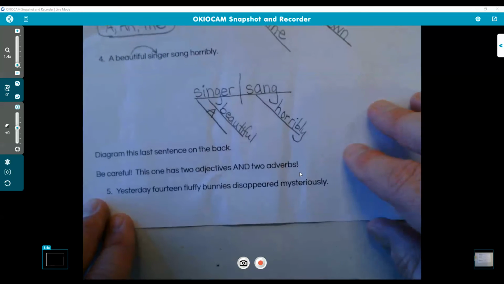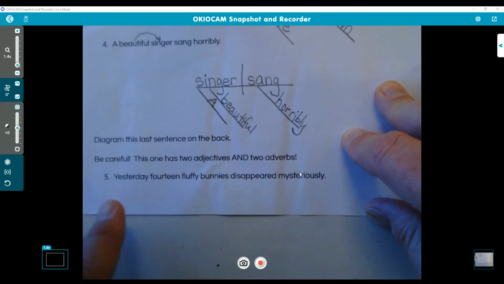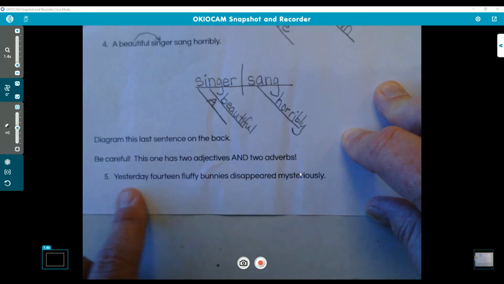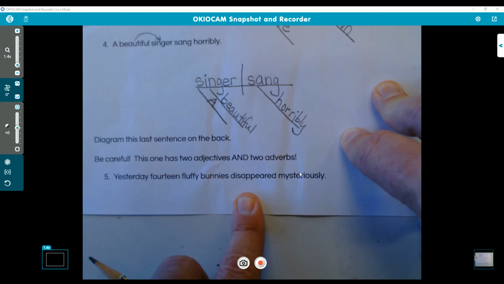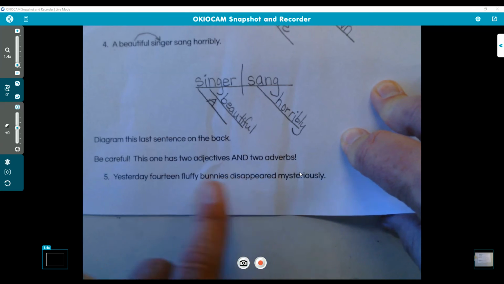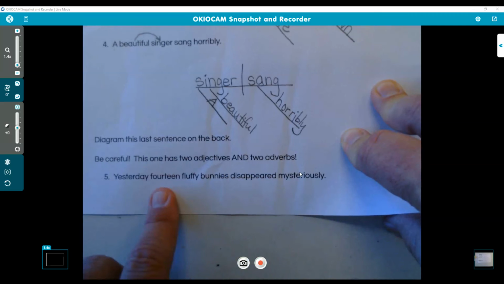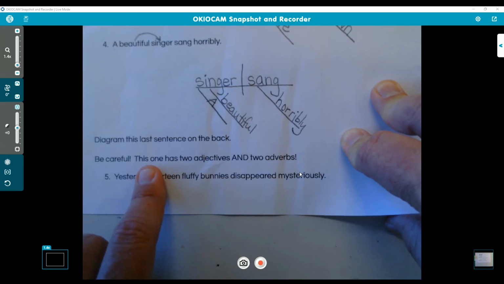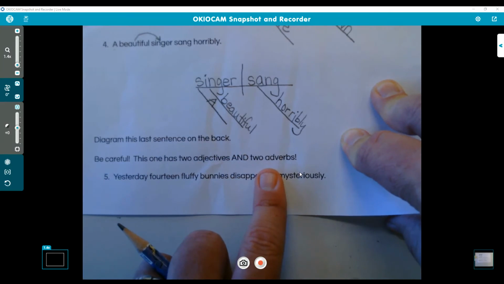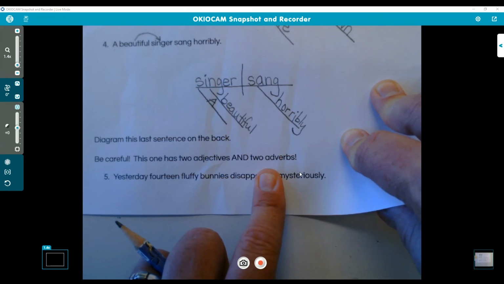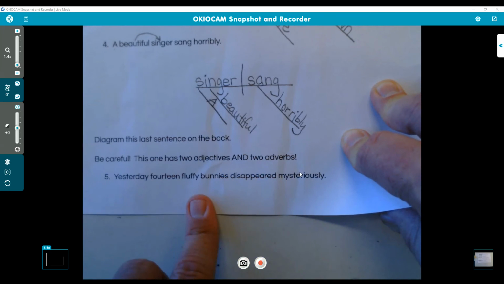All right. So scholars, I'm going to do number 5 on the back. So if you don't have this sheet and you need to, press pause for a moment so you can see this sentence, because I'm going to be flipping my paper over for the diagram. So you want to make sure you pause, work on this sentence. I'm going to tell you the last one is tricky. Be careful. This one has 2 adjectives and 2 adverbs. Our most challenging one on the sheet. You're ready. Pause, diagram this sentence.